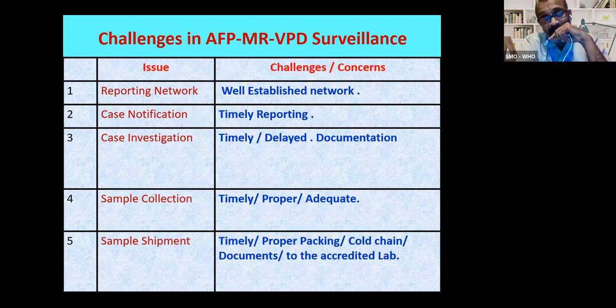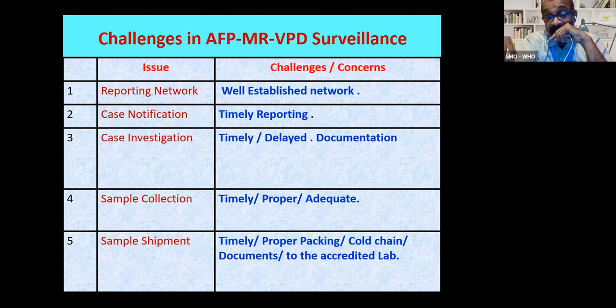Second, once you report a case, investigation should be done at the earliest so that we don't miss out on any of the clinical findings. And the most challenging part will be the sample collection. We need to collect the sample within the proper time window. For that, we need correct, timely reporting, and we need timely investigation. Then only we can collect the samples within that time frame. And we need to have an adequate sample.